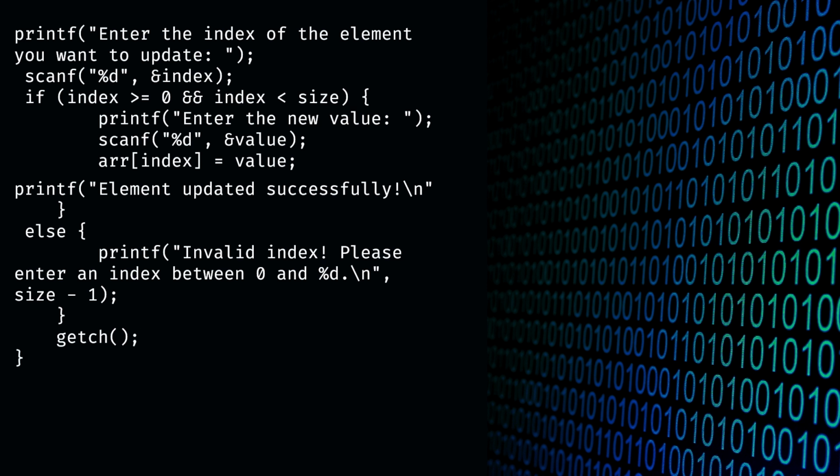The printf function says element updated successfully. This is a simple statement I have written over here. If nothing goes well, it will go to the else block, and I am writing this message: invalid index, please enter index between 0 to size - 1.